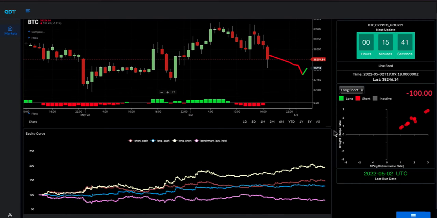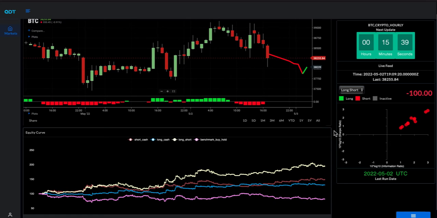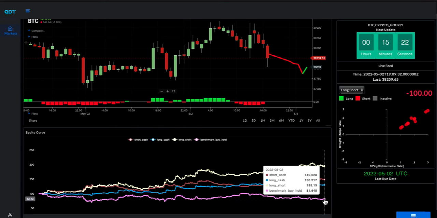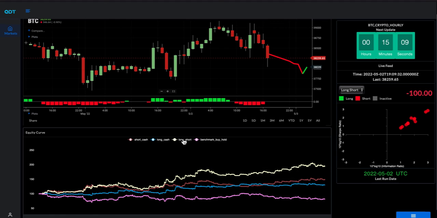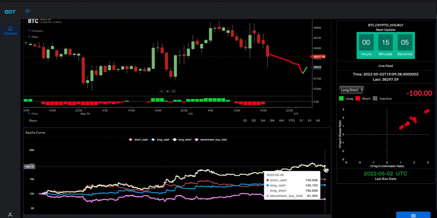You have the back testing with these machine learning models, and that's what these lines are. The pink line is the benchmark. That's what we're trying to beat: buy and hold Bitcoin hourly. If you would have bought and held Bitcoin over the last month and you started with $100, you would be left with $81. If you would have used the long short strategy, the white line, and done what it said, you would have had $195. Doubled your money within the same time frame.